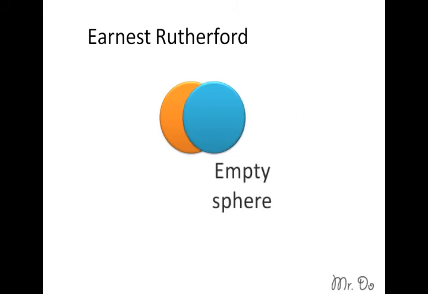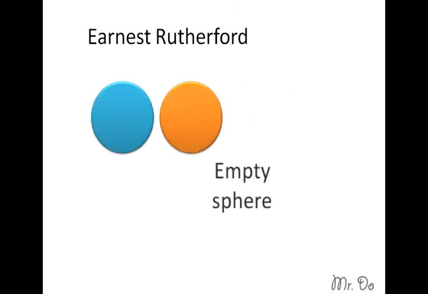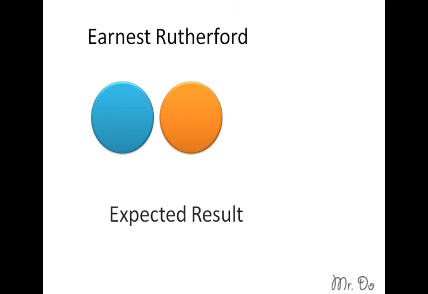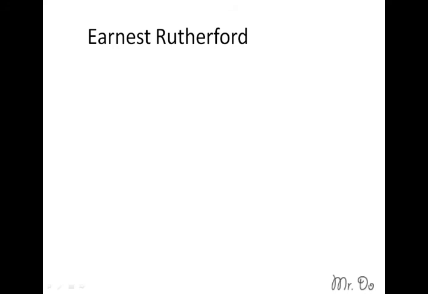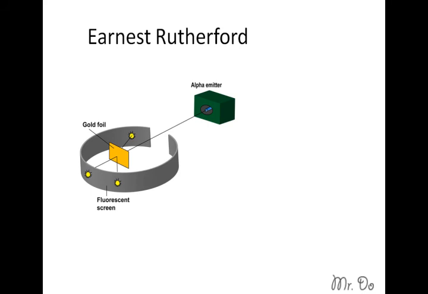So if you were to shoot an atom at another atom, then technically they would go through each other. That is the expected result. So like all scientists, he tested out his hypothesis. So Ernest Rutherford, what he did was, he took some atoms and he shot them through other atoms. He took alpha particles and shot them through a gold foil.